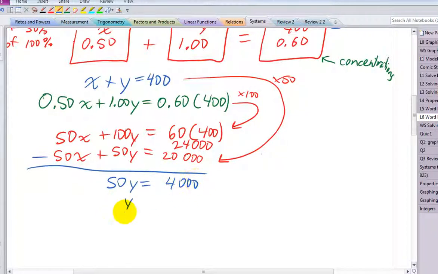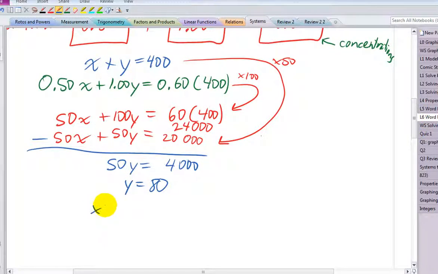So divide by 50. What does y equal? 80 or 100? 80. Okay, good. So now we can substitute in x plus y equals 400. That's our top equation. So x plus 80 equals 400. So x must then equal 320.